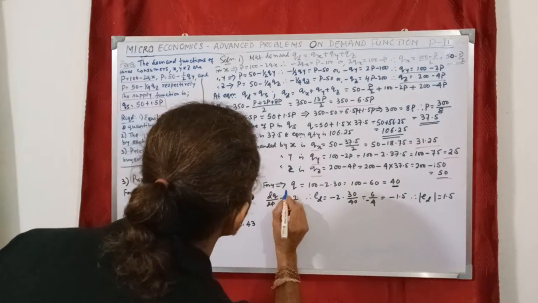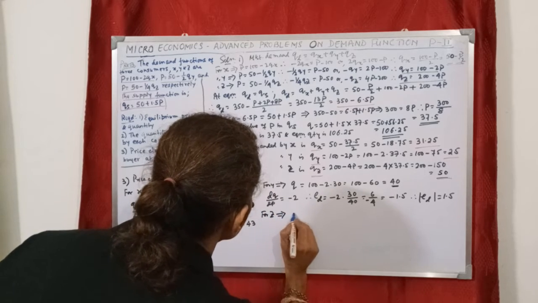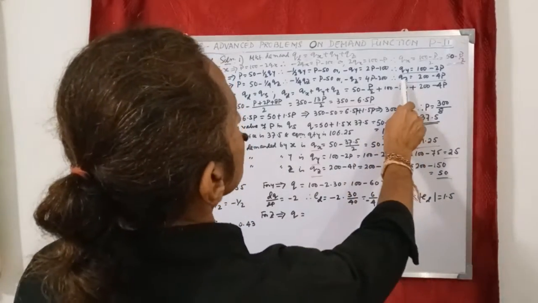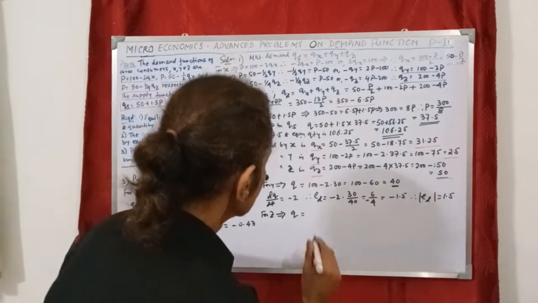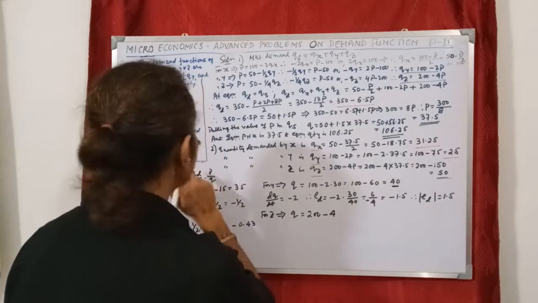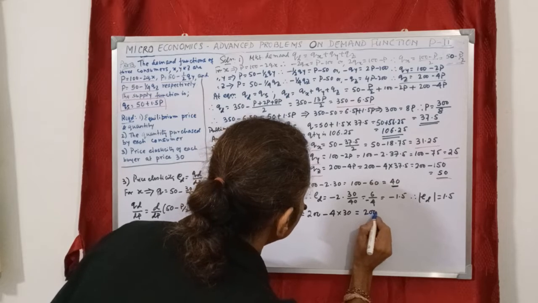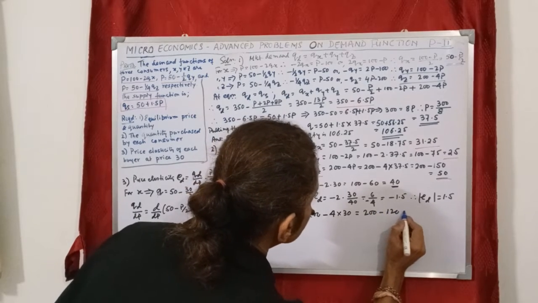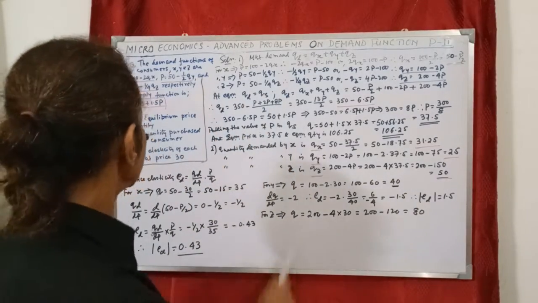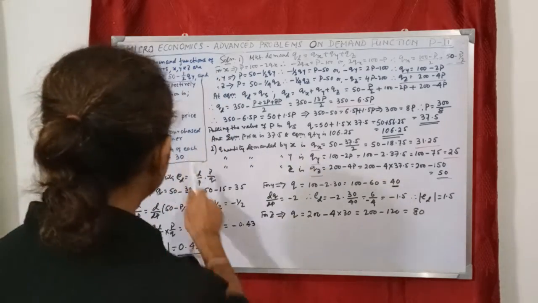Similarly, for Z, what is the demand function of individual Z? Qz equals 200 minus 4P. So we write 200 minus 4 into, what is P? 30. 4 into 30 equals 200 minus 120 equals 80. This means individual Z is purchasing 80 units at price 30.